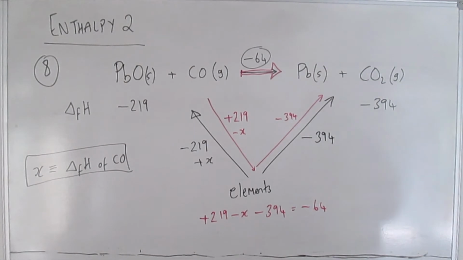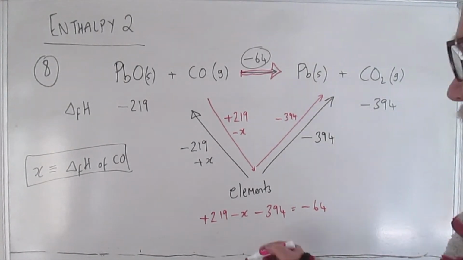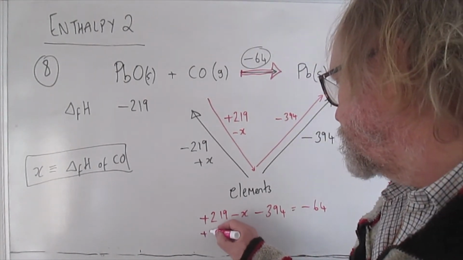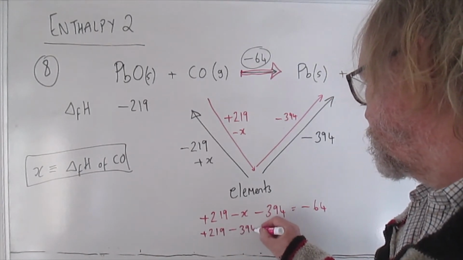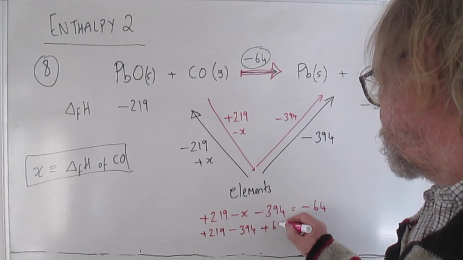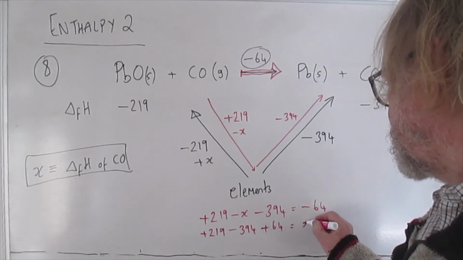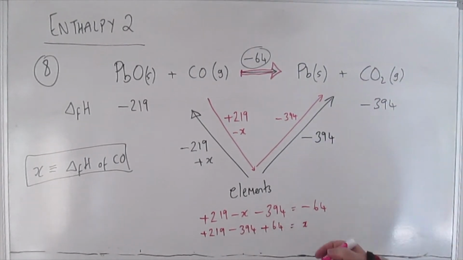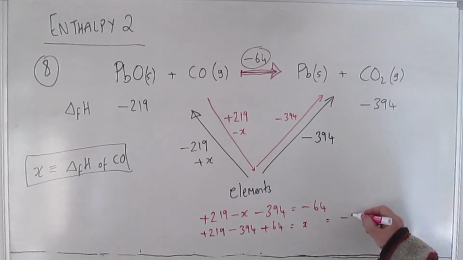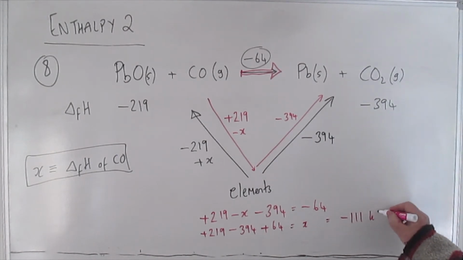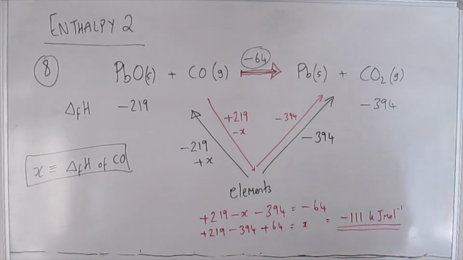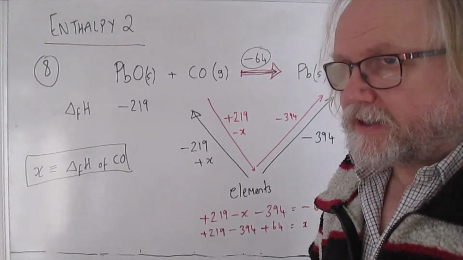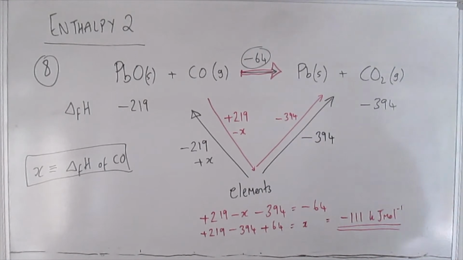Okay, and then a little bit of very gentle algebra changes that into plus 219 minus 394 plus 64 is equal to X. And if you just crunch that, you get minus 111 kilojoules per mole. Okay, so that's the answer, because that's what we defined X to be, the enthalpy change of formation of CO.